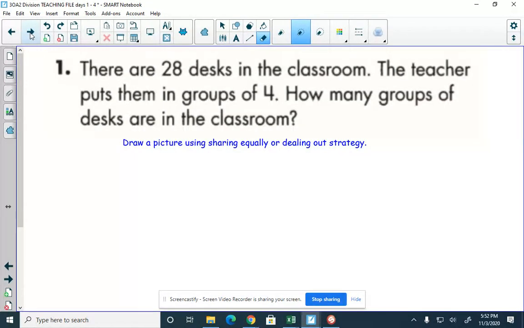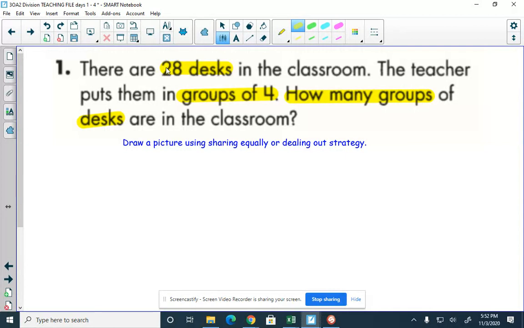There are 28 desks in the classroom. The teacher puts them in groups of 4. How many groups of desks are in the classroom? Just like we did with the multiplication word problems a couple of weeks ago, we're going to pick out the context clues, the important information. It's important to know there's 28 desks. That's my total. And the teacher puts them in groups of 4. That's how many go into each group. We're being asked how many groups of desks are in the classroom.